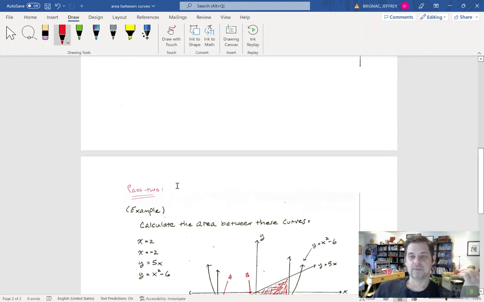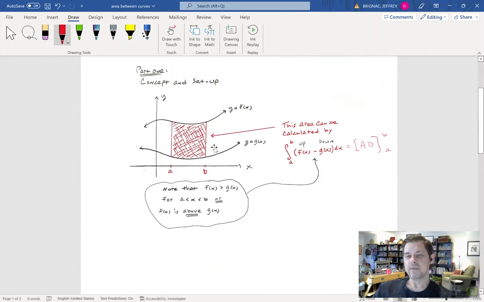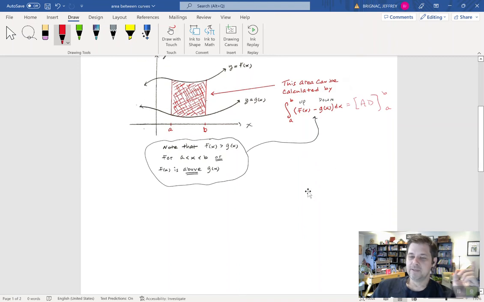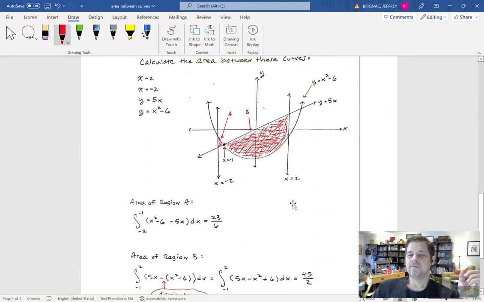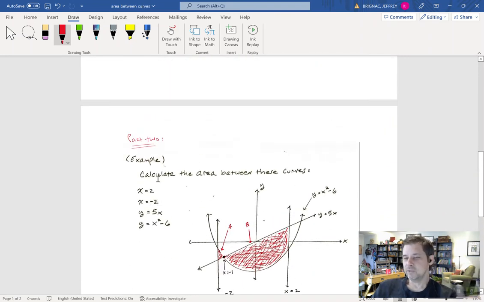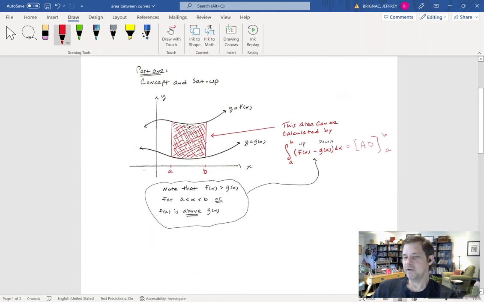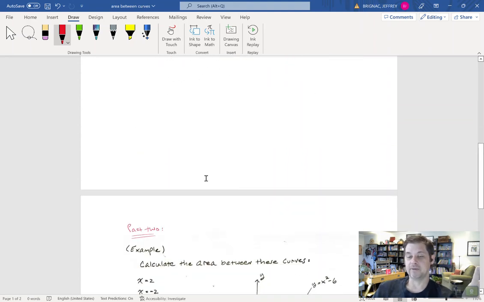Do we need a picture? Well, yeah, because you've got to figure out which curve is above the other one, because you're supposed to take the upper curve minus the lower curve. Another reason is, it doesn't really say find the area between the curves from point A to point B. I guess we'll have to figure out what point A and point B are.